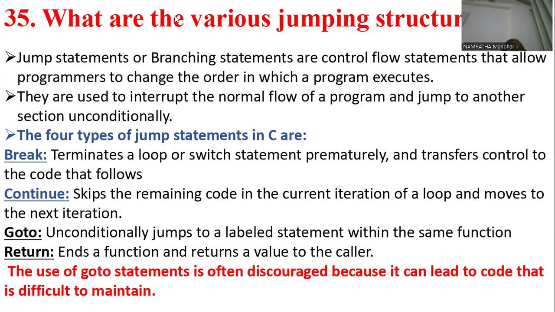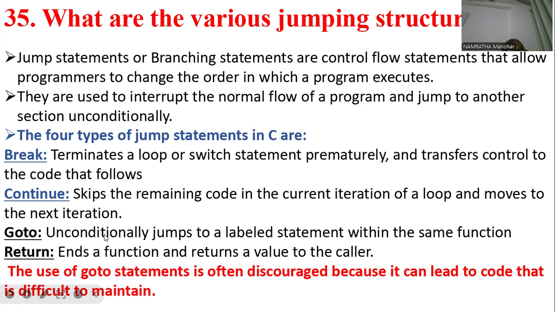Now, there are 4 types of jump statements in C language. What are they? Break, continue, go to, and return. Break terminates a loop or switch statement prematurely and transfers control to the code that follows. So this is the break statement. Now continue skips the remaining code in the current iteration of a loop and moves to the next iteration. Now, the break statement we had already seen in our switch statement in the previous episode.